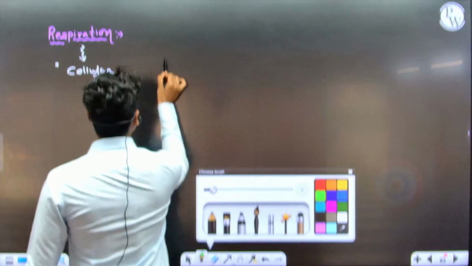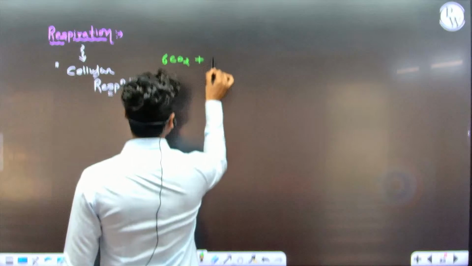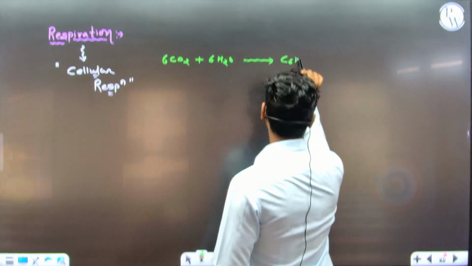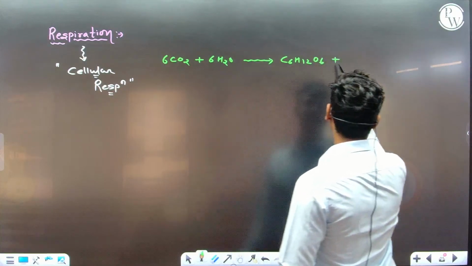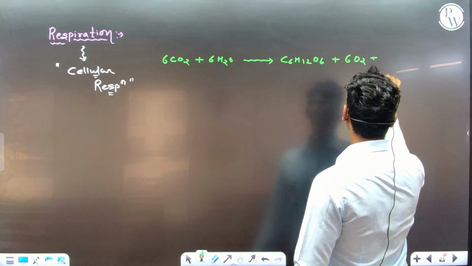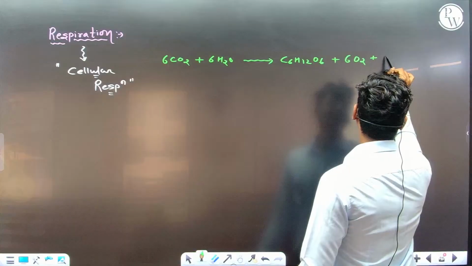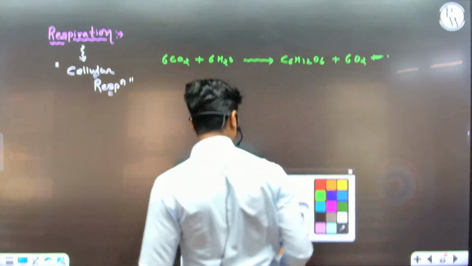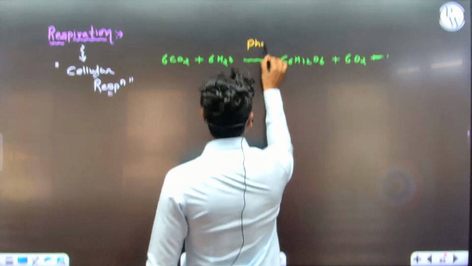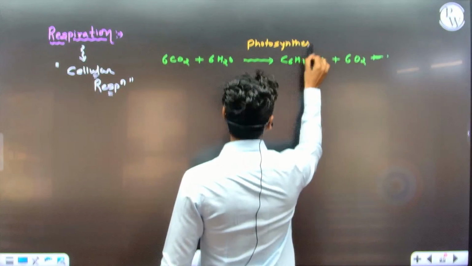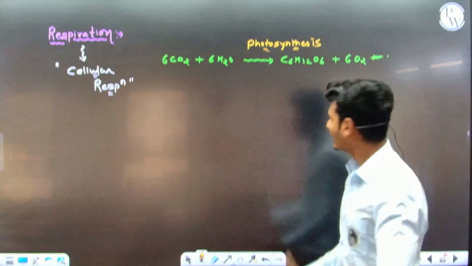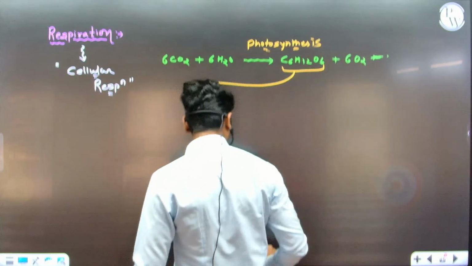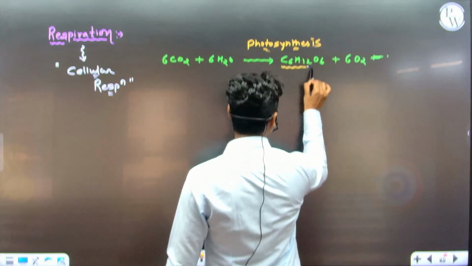The reaction I am writing here: 6 molecules of CO2 plus 6 molecules of H2O gives us C6H12O6 plus 6O2. If you are writing this reaction, it is known as photosynthesis. Just now we studied about that. Now this is a product of photosynthesis, right? This product of photosynthesis is going to break.